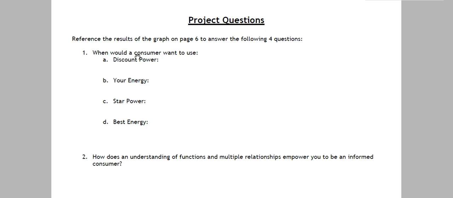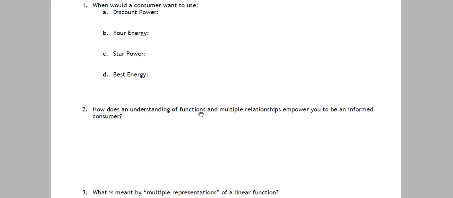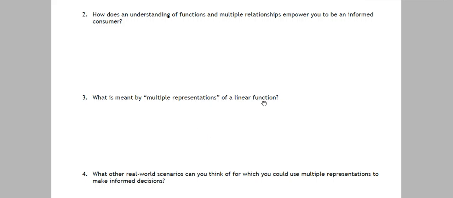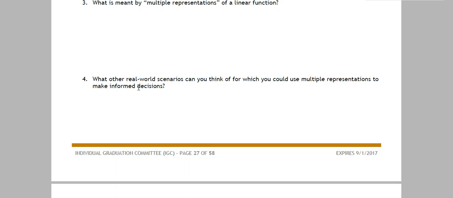You're going to look at it. When would the consumer want to use this? Well, a consumer wants to use something when it's cheaper. Okay? How does an understanding of functions and multiple representations empower you to be an informed consumer? Smarter consumer. How does it help you? What is meant by multiple representations of a linear function? What other real scenarios can you think of which you could use multiple representations to make informed decisions? So give me a couple of those, okay? Alrighty, good luck. Shouldn't be too bad.